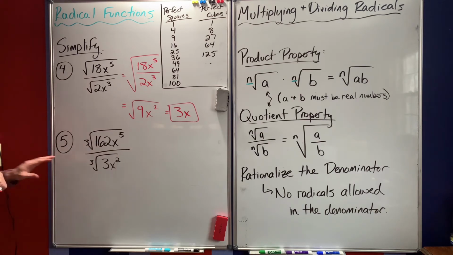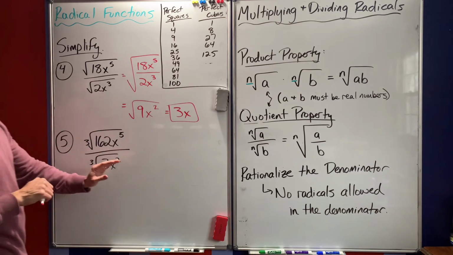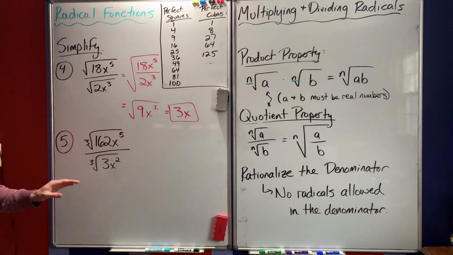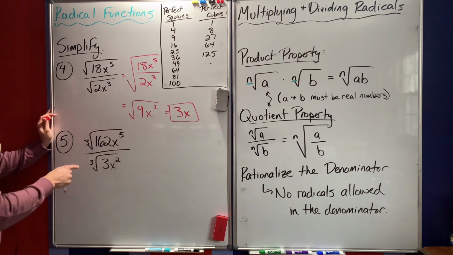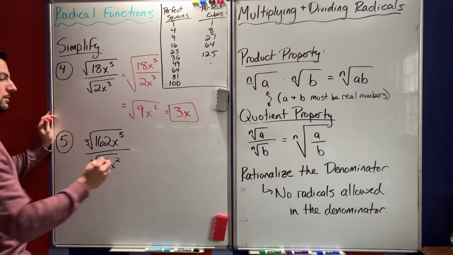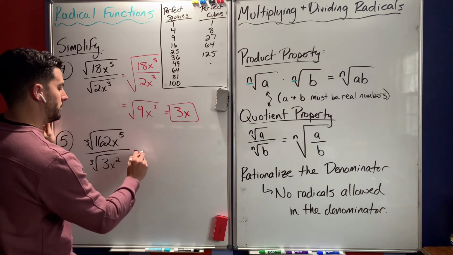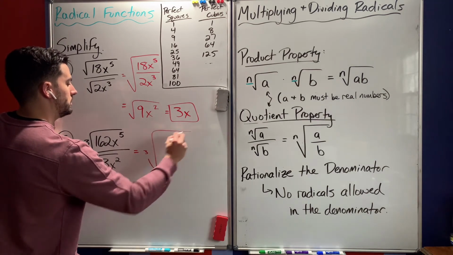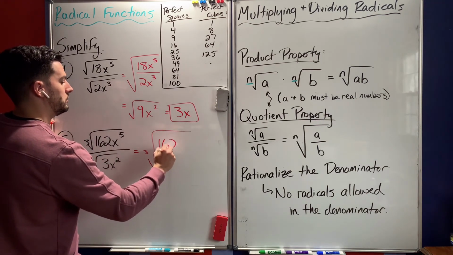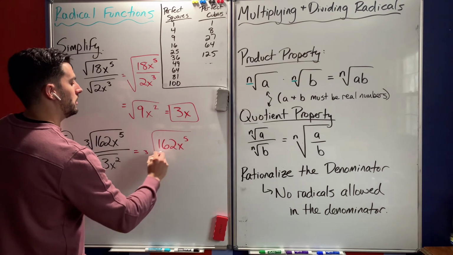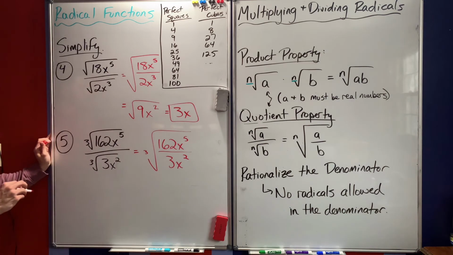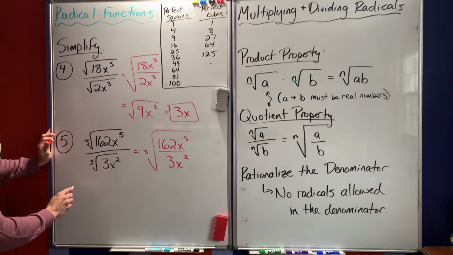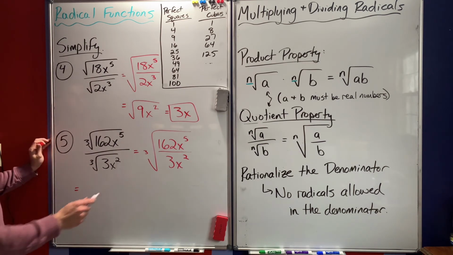Okay, so number 5 here, we are dealing with the cube root of 162 x to the 5th over the cube root of 3x squared. So again, before you simplify anything, make sure your indexes are the same, and if they are, we can turn this into a big fraction. So I'll get 162 x to the 5th over 3x squared. Turning it into a big fraction, and then I can actually divide.